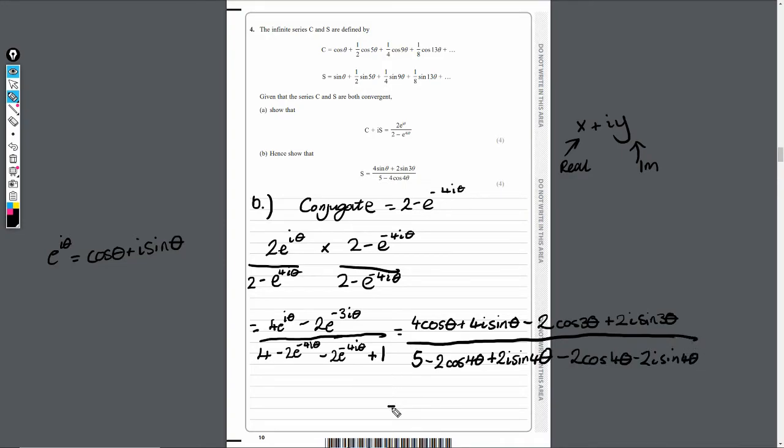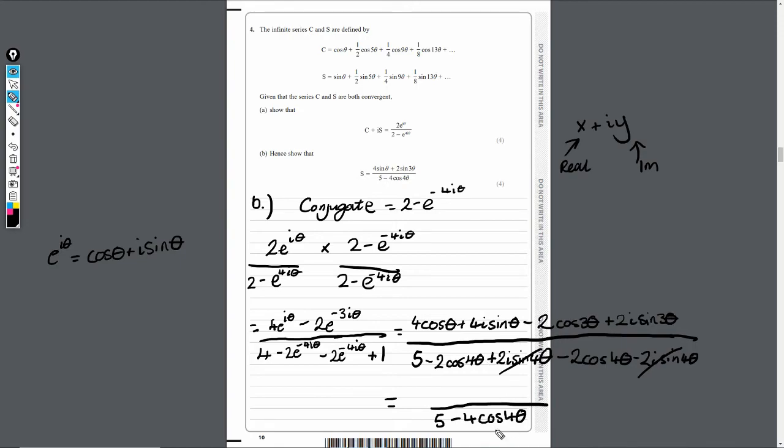So, simplifying here, I can now look at my denominator. So I've got 5 minus 2 cos 4 theta minus 2 cos 4 theta. So that'll give me 5 minus 4 cos 4 theta. I've got a 2i sine 4 theta and a minus 2i sine 4 theta, so they will cancel, so that's fine. The denominator is perfect. And here now, I've got 4 cos theta plus 4i sine theta minus 2 cos 3 theta plus 2i sine 3 theta.